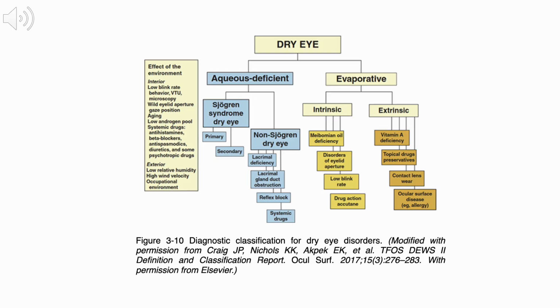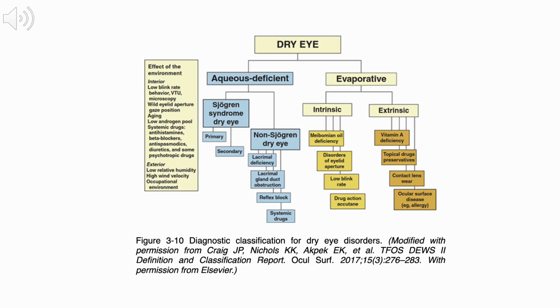Aqueous deficient dry eye is characterized by inadequate tear production, either due to Sjogren's syndrome, which is an autoimmune condition affecting the lacrimal glands, classified as primary, or non-Sjogren causes, which include lacrimal gland deficiency, lacrimal duct obstruction, impaired reflex secretion, and the influence of systemic medications, such as antihistamines, beta blockers, and certain psychotropics. These conditions ultimately lead to reduced tear volume and an unstable tear film.